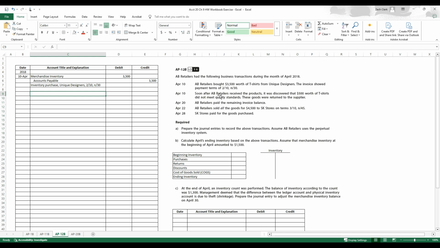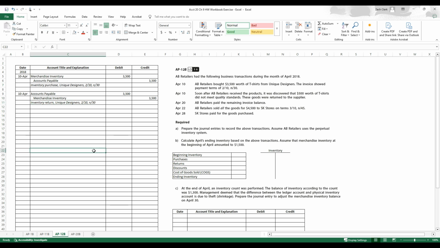And then on April 10th, it says, soon after we received the products, it was discovered that $500 worth of t-shirts did not meet quality standards, so we sent those back. I guess this happened on the same day. That was quick. I guess we bought them directly from their store or something. It didn't ship to us, and we didn't pay shipping, so that makes sense. We talked about this previously. We're just reversing the earlier entry, so reversing the accounts. Our accounts payable is going to go down, and inventory is going to go down. We're going to say inventory return.